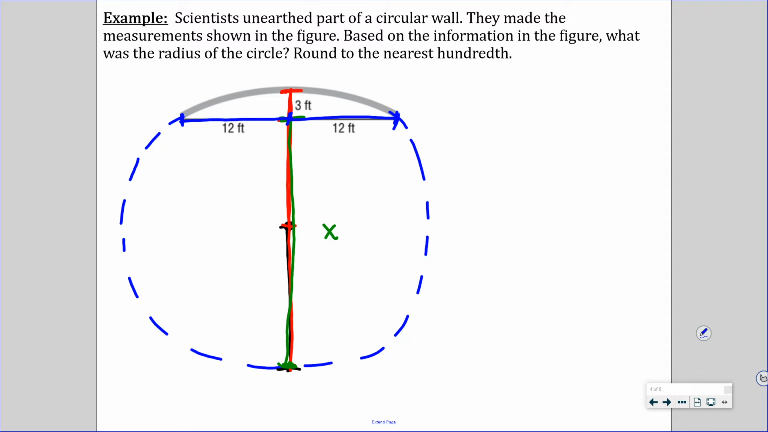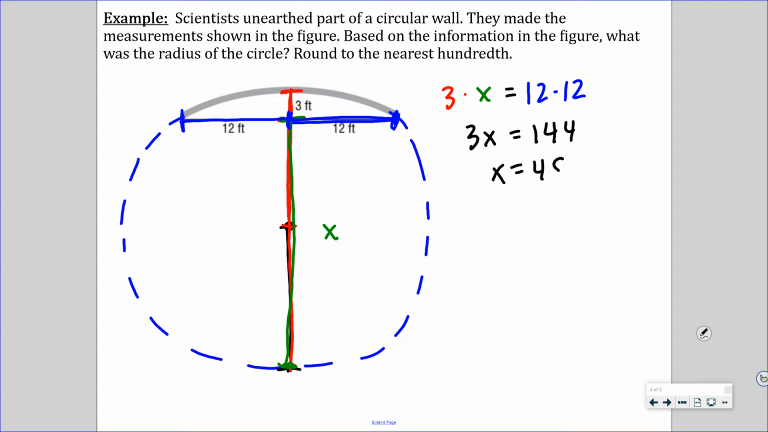All right, so we can use this little theorem that the product of these segments. So this one would be 3 times x is the same as the product of these segments, 12 times 12. All right, so I get 3x equals 144. So x is 48. But they didn't ask me to find x. They want me to find the radius. Ideas of how we could do this.